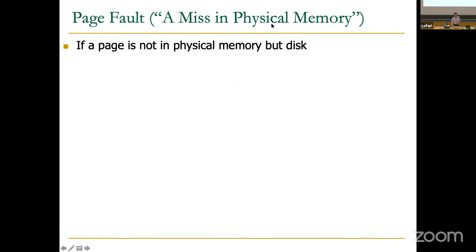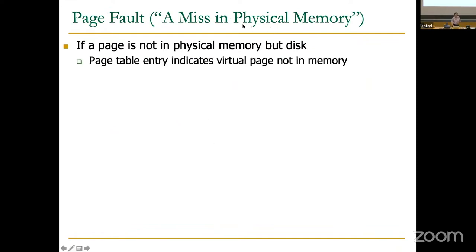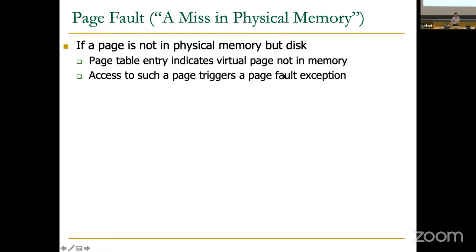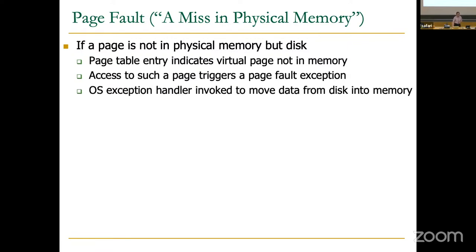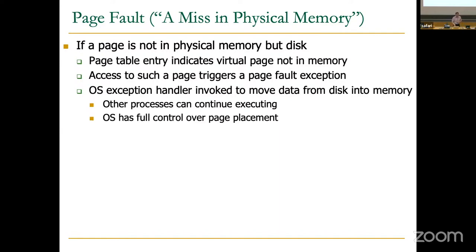Basically, this is a miss in physical memory, if you think about it, because physical memory is a cache of the disk. The page table entry indicates the virtual page is not in memory. Access to such a page triggers this fault exception, and we invoke the OS exception handler. Other processes can continue executing, right? This process needs to stop. But now you know about run-ahead execution, so maybe you can actually do run-ahead execution in software also. Actually, this is a real proposal. It's a beautiful proposal that showed benefits. I'm not going to go into that. You can speculatively execute the process at the software level. If you think critically, you can apply a lot of the concepts that we've used to software as well. Okay, so let's not go into that right now.